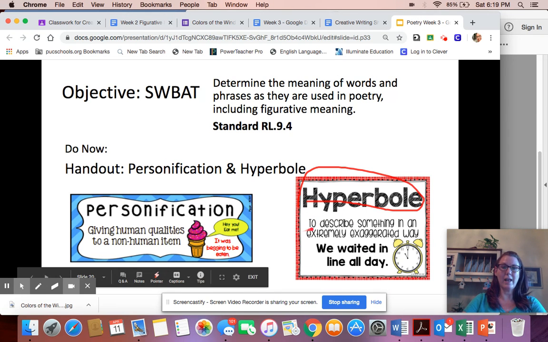So go ahead and add hyperbole to your note taker and then complete the do now, which is a practice comparing personification and hyperbole, seeing if you can identify the difference between the two.